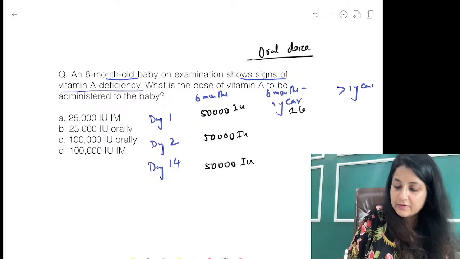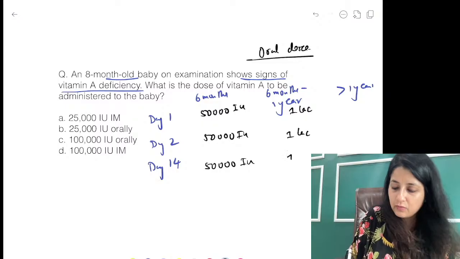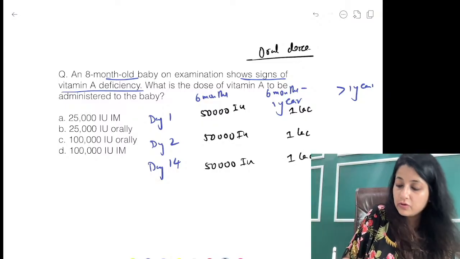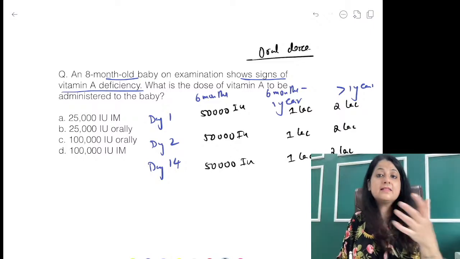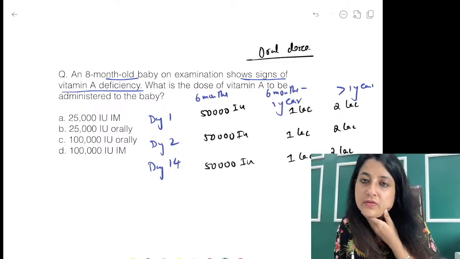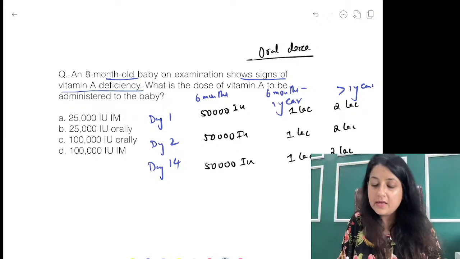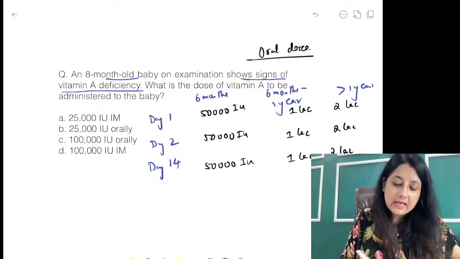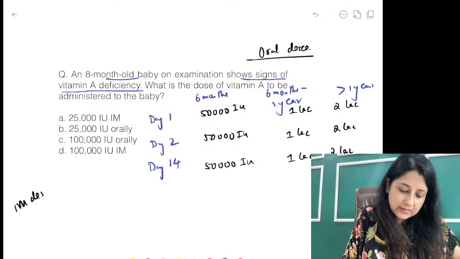6 months to 1 year is 1 lakh international unit. More than 1 year is 2 lakh. So I could also say 2 consecutive doses on 2 days, day 1 and day 2. Now these are all oral doses. If ever we need to give an IM dose, it will always be half of the oral dose.